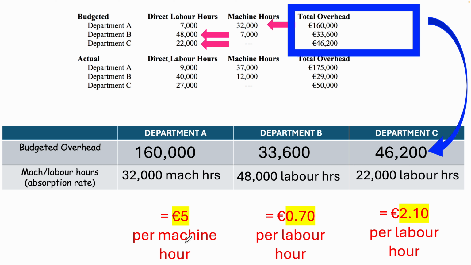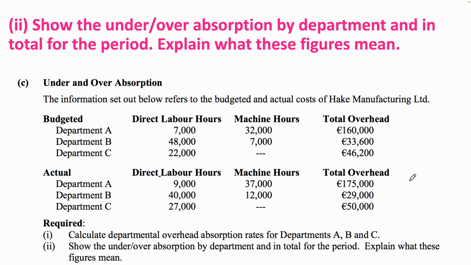So the management accountant would say that it would cost €5 per machine hour in Department A, 70 cent per labour hour in Department B, and then €2.10 per labour hour in Department C. So that is part 1 done, okay?